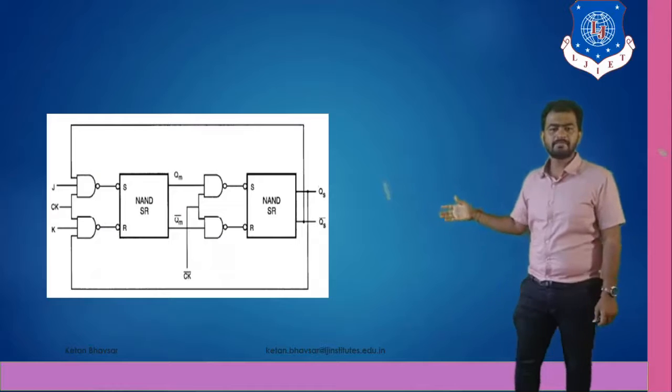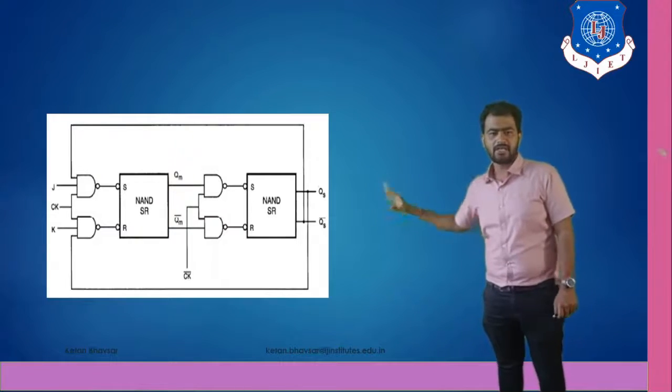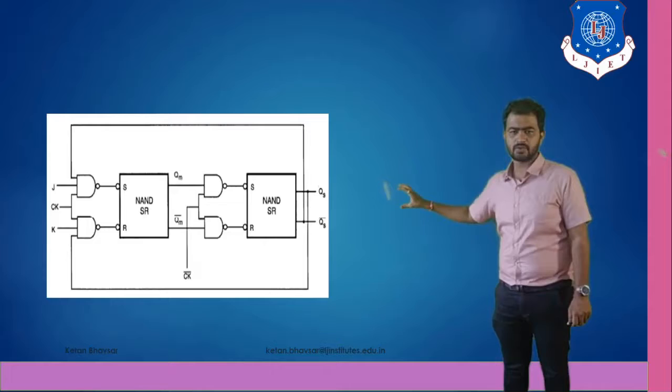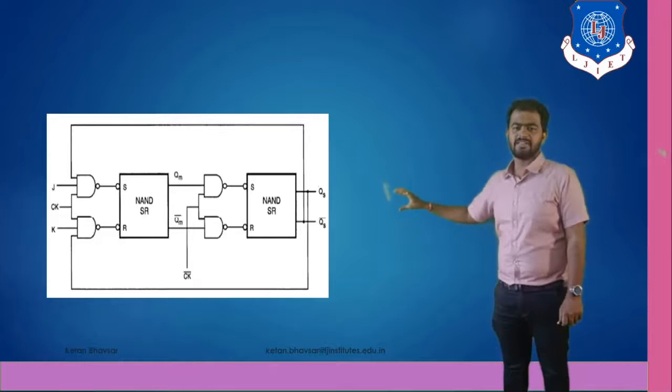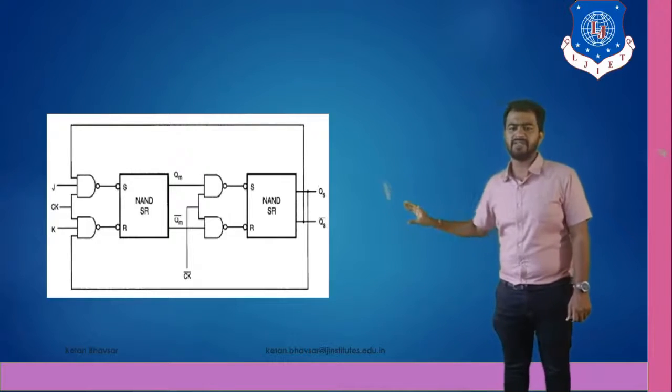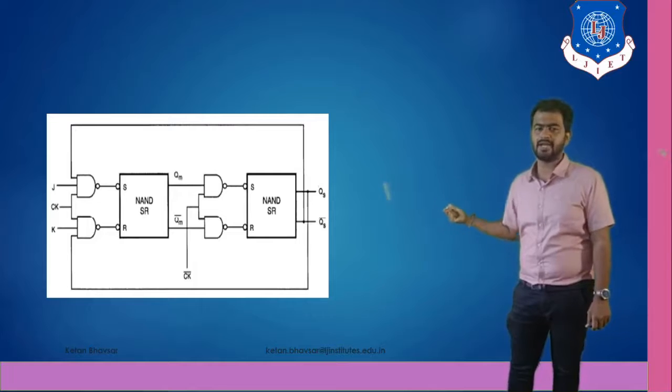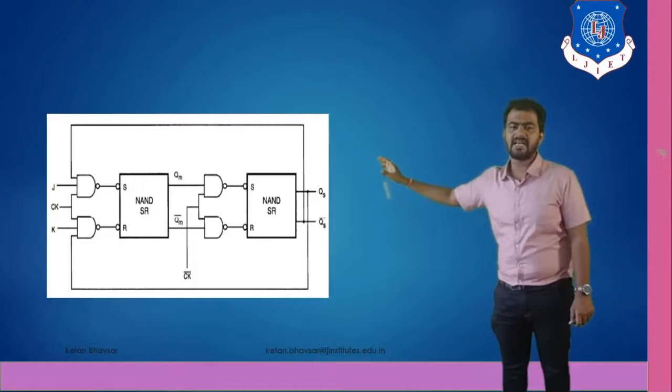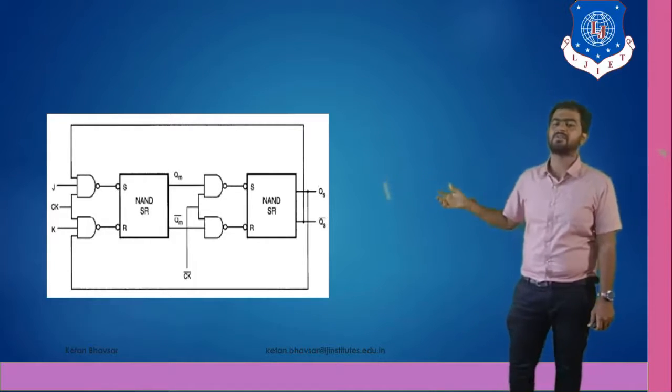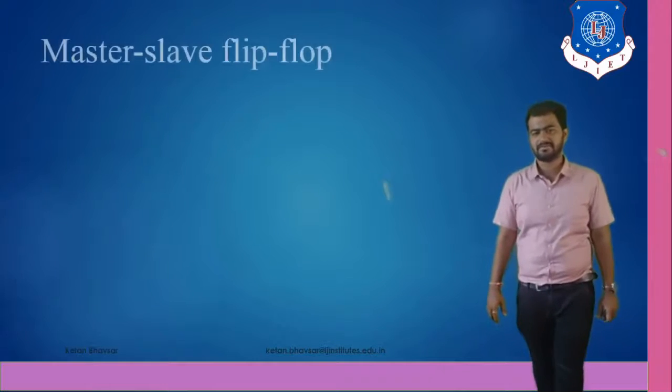As you can see, J, K, the master output goes again to the K terminal with S, R, and again two inputs, then finally you are getting Q and Q bar. So ultimately, the first SR latch works as the master and the second one works as the slave.